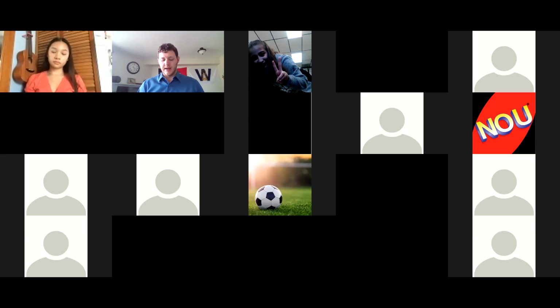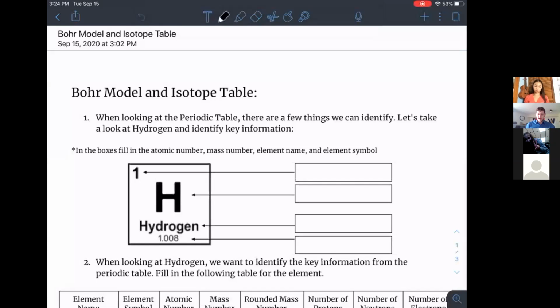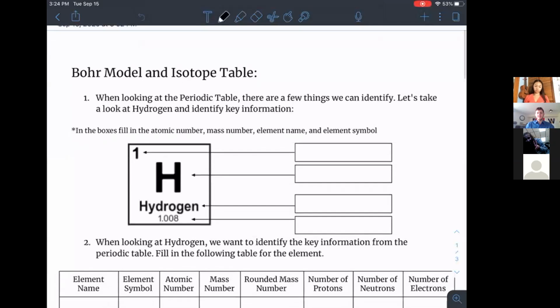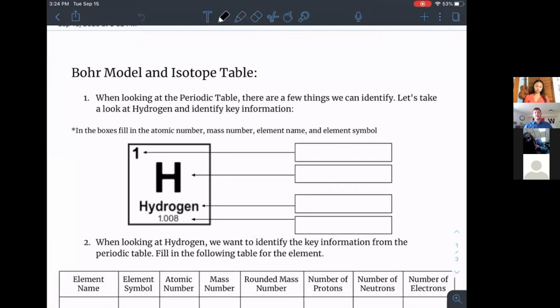So what we're going to do is look at that Bohr model and isotope table PDF. I have it open so we can all see what the worksheet I'm talking about looks like. Hopefully you guys can all find this one too. Number one says, when looking at the periodic table, there are a few things we can identify. So let's look at hydrogen.